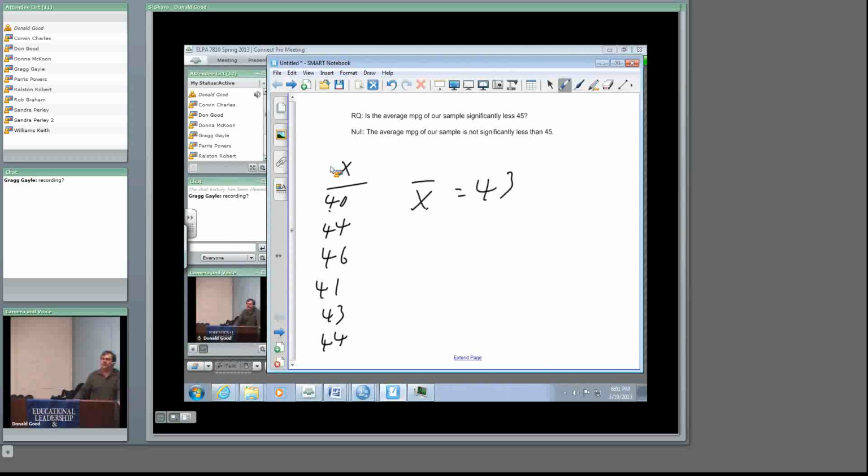Now, isn't that interesting? 43 is clearly less than 45, right? But we're not going to get zapped by the government unless it's significantly less than 45. So the question is, with this specific number, is 43 significantly less than 45? And I don't know. This is an example of what we refer to as a single sample t-test.